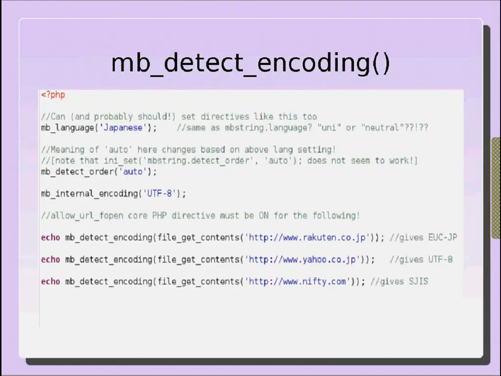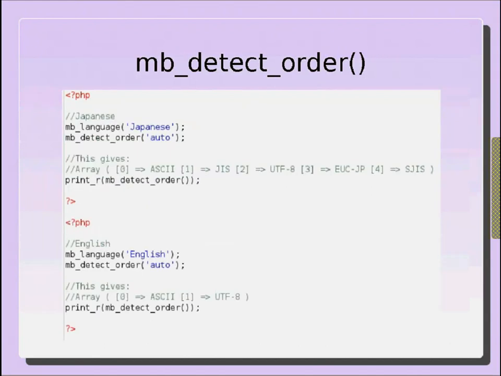So it's straightforward. You give it the source string, and it's going to tell you what encoding that string is in. Quite straightforward there, but there's a bit of a catch with this, which is mb_detect_order. We had auto. The detect order in the previous slide was auto.